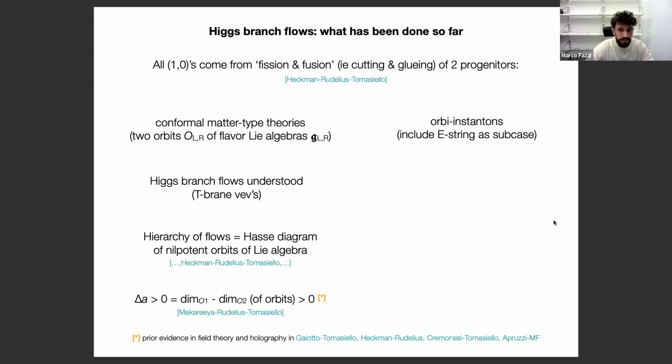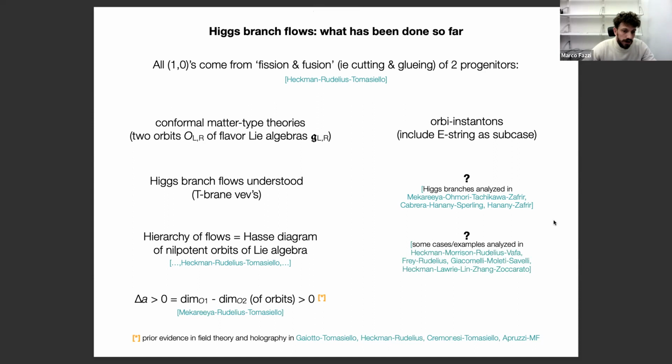Now the situation for orbi-instantons, on the other hand, is not on par, let's say. In fact, Higgs branches have been analyzed, but only rather recently, and I want to mention at least these three papers here. The hierarchy of flows is not known, or at least I would like to stress it.